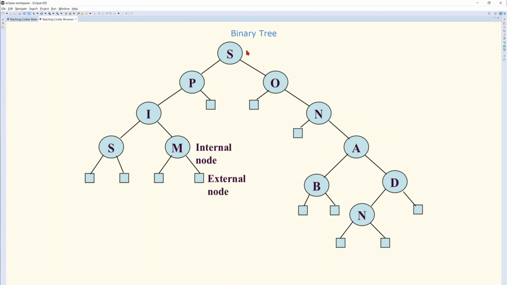So the root S has 2 children, P and O. P has only 1 child, I, and there's no right child. It has only 1 child here. And similarly, O has 1 child, which is N, but it doesn't have the other child. S and M have no children, so they're examples of leaf nodes. So we will need 2 different data structures for this. One would be for the external nodes, and the other for the internal nodes here.